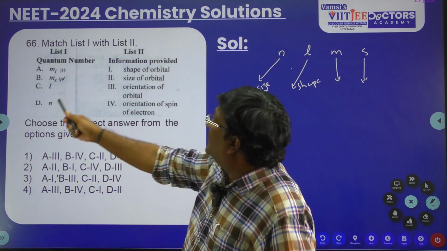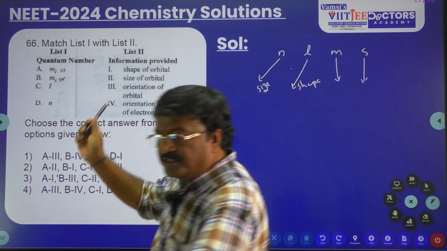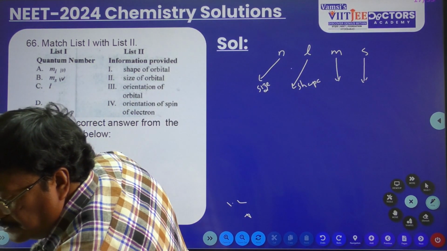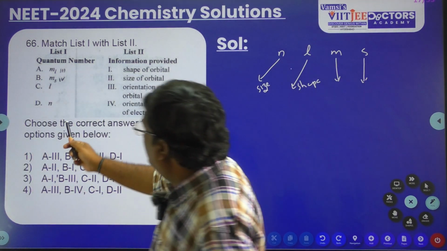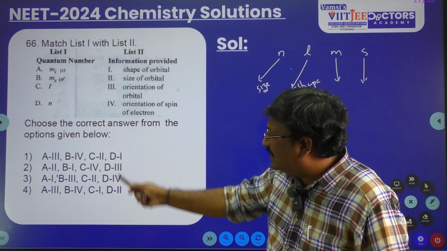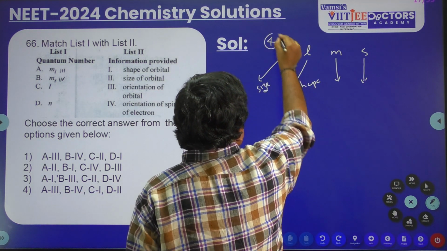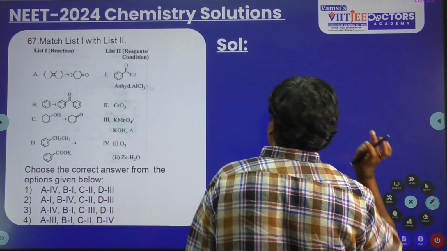Your n indicates size, here it means D must be 2. D must be 2. Where is D 2? D2 is given in only one option. Here, the fourth option is correct. Here, the fourth option. And next question.